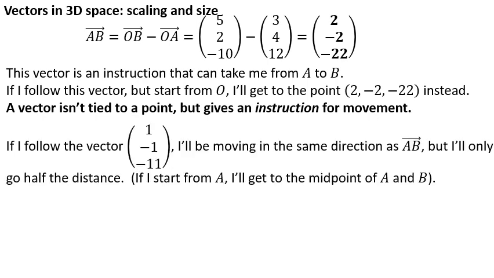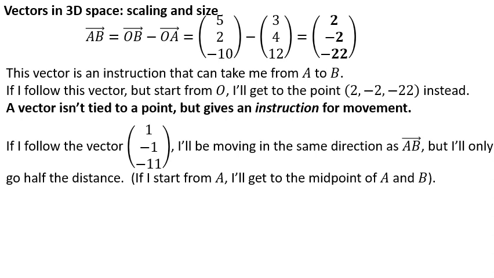Here's another vector which should look similar to the other one. (1, -1, 11) is a perfectly scaled down version of (2, -2, 22). It'll move you in the same direction as the vector AB, but it'll only take you half as far. So what we say is here, the direction of the vector is the same, but the magnitude, or the size of the vector, is halved.